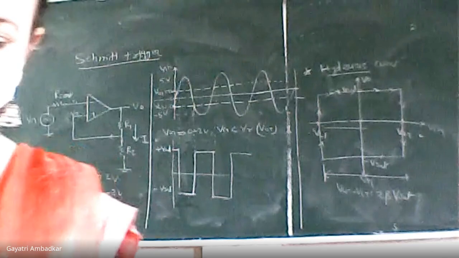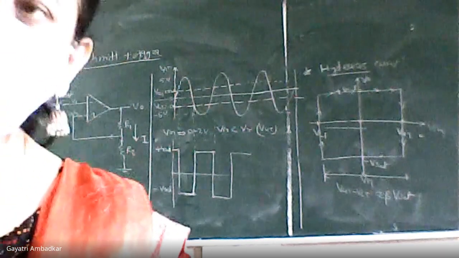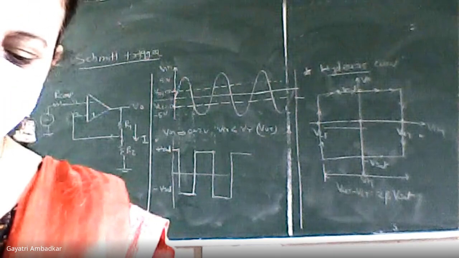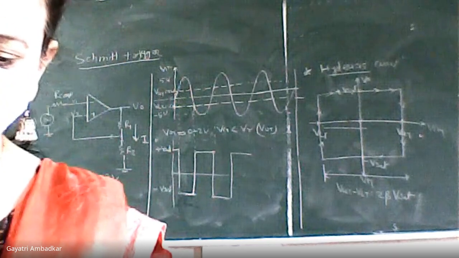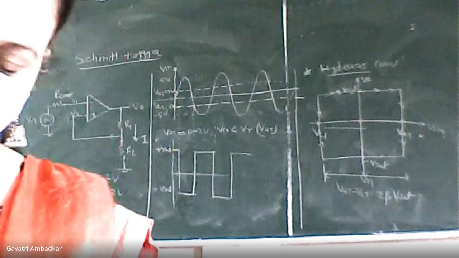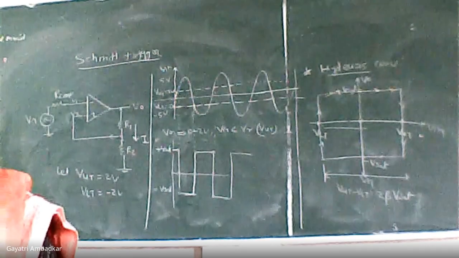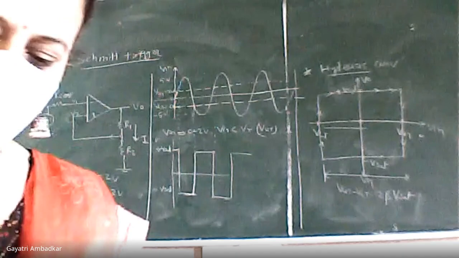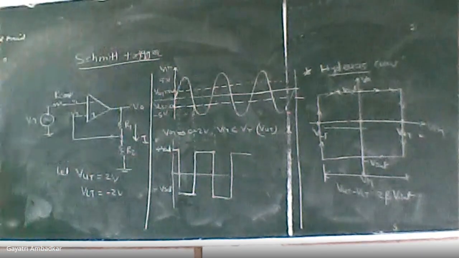Design symmetric Schmitt trigger if VUT equal to 2 volts, same we will take, VUT equal to 2 volts and VLT equal to minus 2 volts. Draw the output waveform when plus 10 volt peak to peak sine wave voltage is applied.